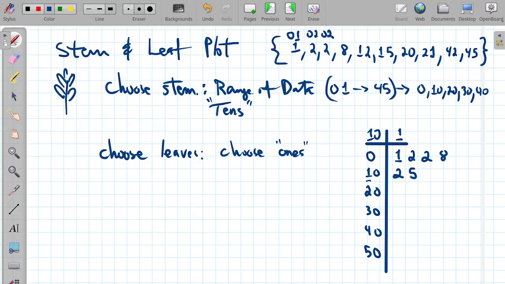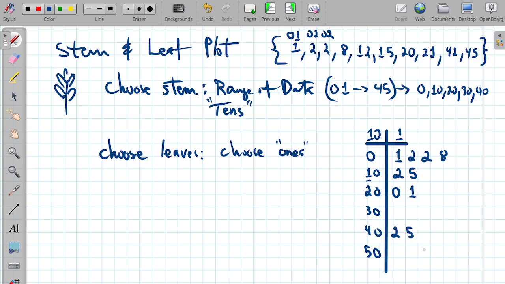Now let's go to the number 20. And what do you do with 20? Well, the second digit is 0, so you have to write that. And then we've got a 21. And that's all there is. There are no 30s, so if there are no numbers, leave it blank. Nothing goes in there. So we skip ahead to 40, there's just 42 and 45, there are no 50s. So there we have it.